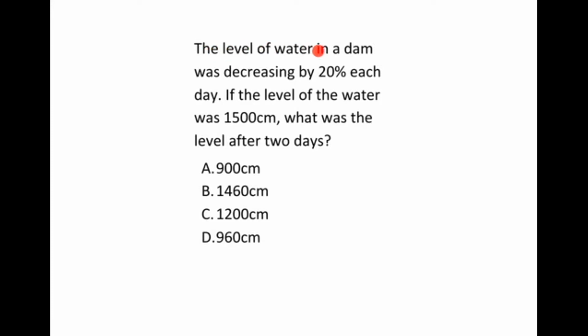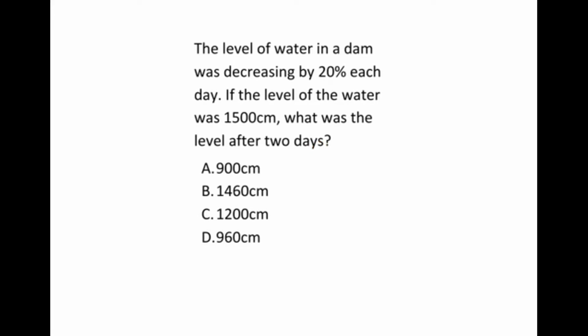The level of water in a dam was decreasing by 20% each day. If the level of the water was 1,500 centimeters, what was the level after 2 days? We are told that the level of water in this dam decreased by 20% each day. Then we are told that the level of the water is now 1,500 centimeters, and we are asked to give the level of the water after 2 days.